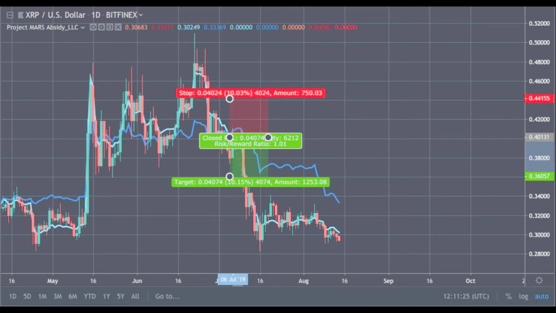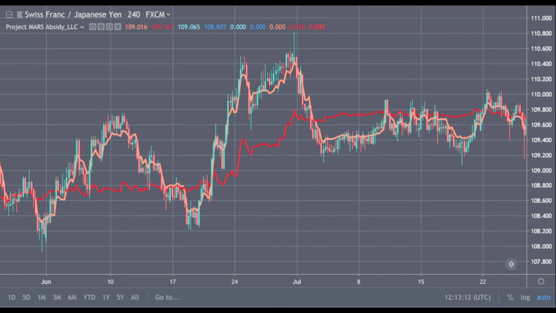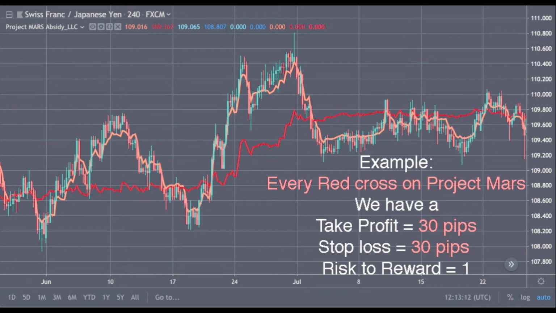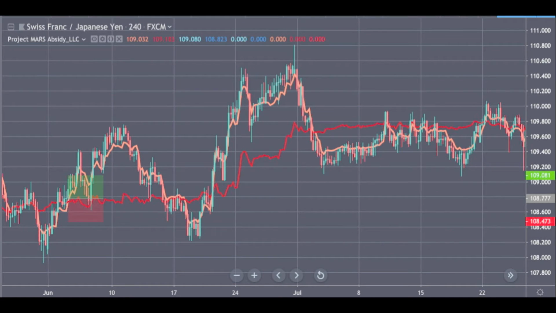Next, we have an example in Forex. We're going to look at the 4-hour chart of the Swiss franc versus the yen. Again, we're going to have a risk to reward ratio of 1, with our take profit being 30 pips away from a crossover, and our stop loss also being 30 pips away from a crossover. In this example, we would like to show you how the red lines work just as well as the blue lines for this. So we got our first long signal at the beginning of June. The green box and the red box both separately have a height of 30 pips.